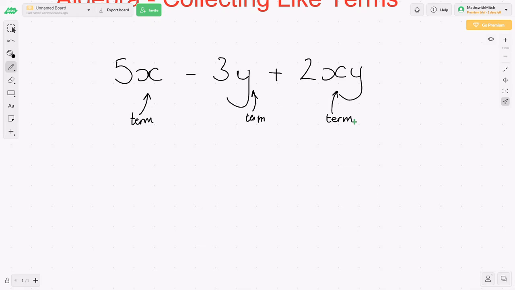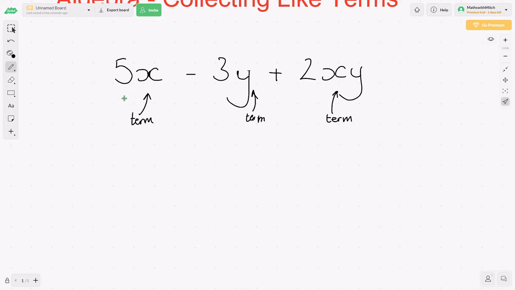So the first thing to think about is terms. We've now got three different terms in this equation, but the variables are always a single letter. So x and y are two variables, but when you times them together, you get the xy term, so they become terms.